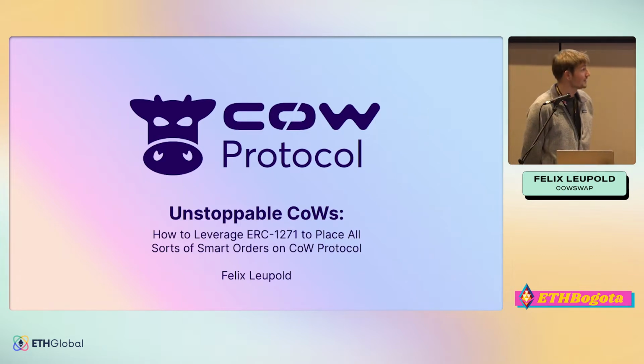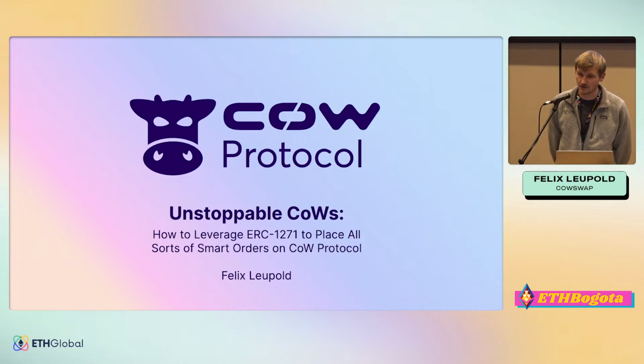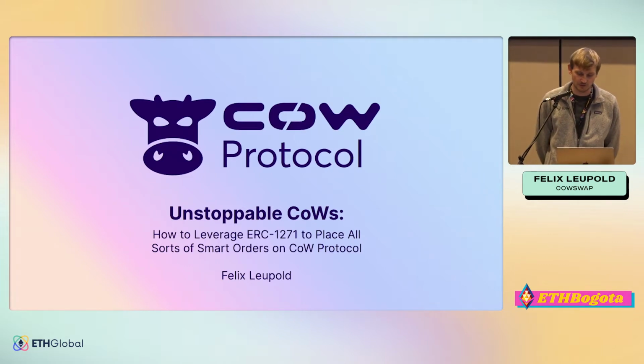And in particular, we're going to talk today about ERC or EIP-1271 and how we can leverage the smart contract order signature concept for building all kinds of really cool use cases on Cow protocol.